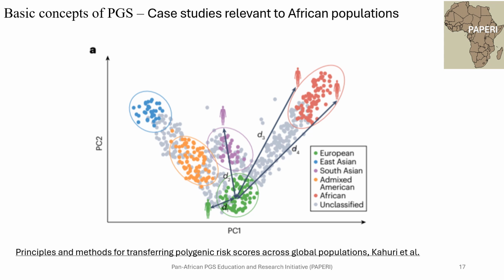The greater the genetic distance between the discovery or polygenic risk score creation population and the populations we want to apply the scores in, the worse the polygenic risk score will perform, because of the difference in genetic structure across the populations. This is captured in these principal component terms. We'll have another figure illustrating this in the next slide.